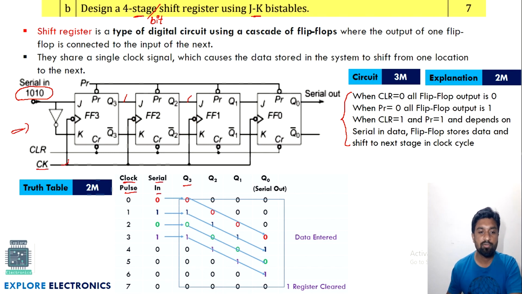Since clock is given to all the flip-flops or the bistables like this, it is a synchronized clock. This will be called a synchronized circuit. You can write that also. And with respect to the shifting, you need to write the explanation. These two should be correlated.